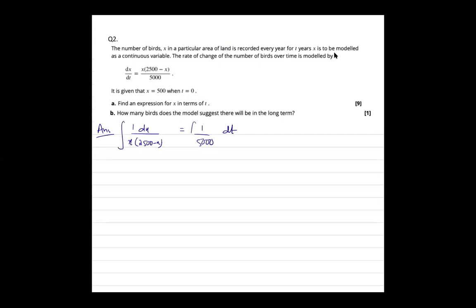Now, if you integrate both sides, you have two linear factors in the denominator. So a upon x plus b upon 2500 minus x. These are the partial fractions for the above fraction. So can you work this out and give me the values of a and b? Okay.